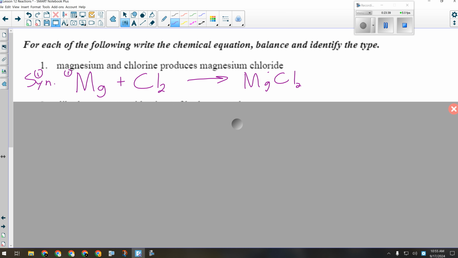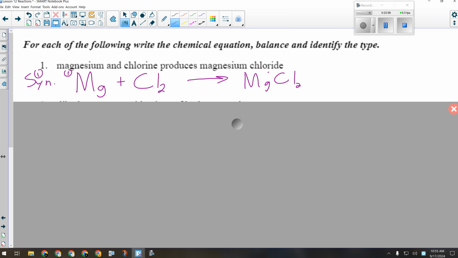Here's the thing. If you forget that this is a special element, you're going to write a 2 in front of this. Reaction's going to be wrong. Balancing's going to be wrong. You get 1 out of 3, if you realized it was a synthesis reaction and remembered to write it down.